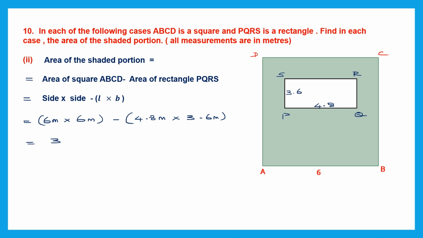6 into 6 is 36 meter square minus 17.28 meters square. When you multiply 4.8 and 3.6, you get this. Now when you subtract both these, you get 18.72 meter square. So this is the area of the shaded portion.